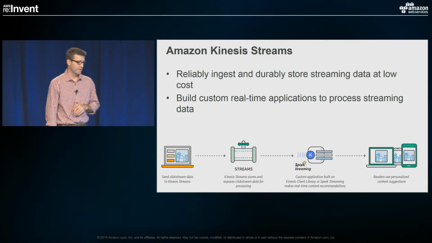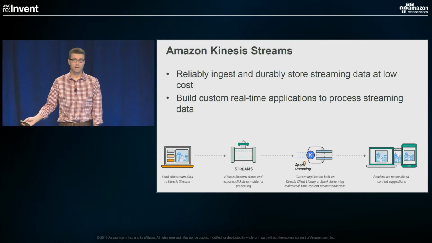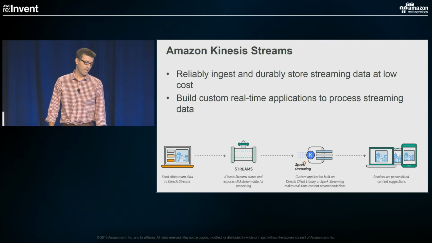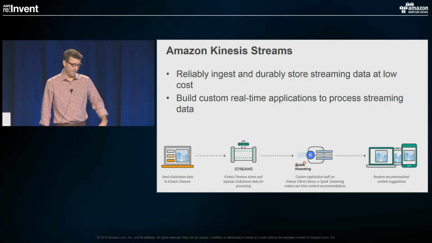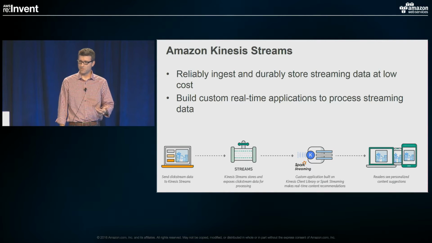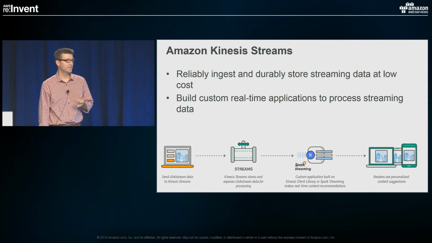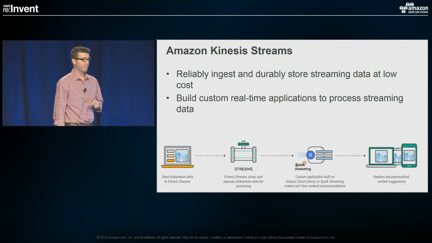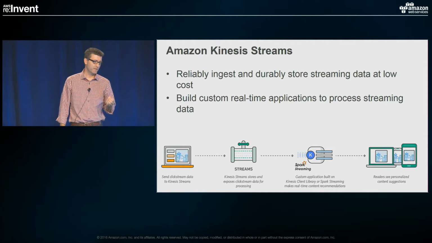So Kinesis Streams gives you the ability to reliably ingest and durably store streaming data at low cost. And you can build custom real-time applications to process that streaming data. If you take a look here at the diagram across the bottom, we have our data producer. In this case, it shows clickstream data that's being sent to a stream. There's a number of ways to ingest data using Kinesis Streams. All of our SDKs support Kinesis. We have a couple of open source libraries that you can use as well that give you a lot more efficiencies in how you can produce data and write it to a stream.